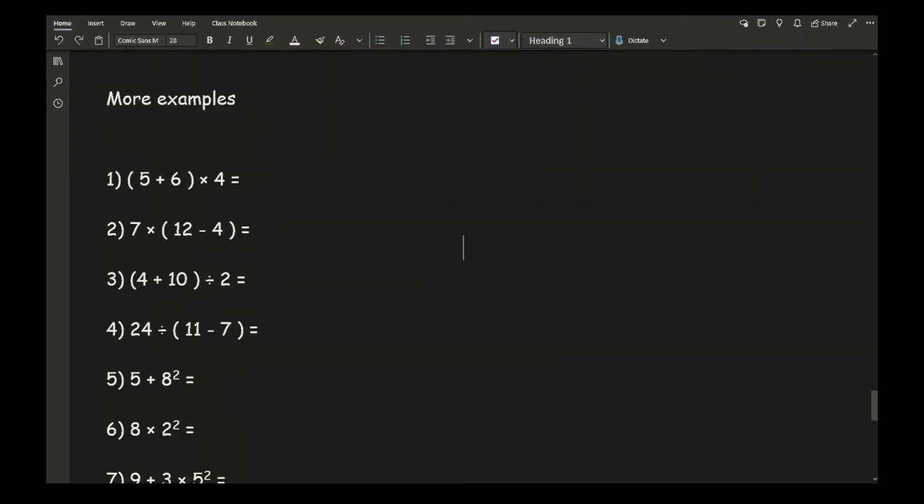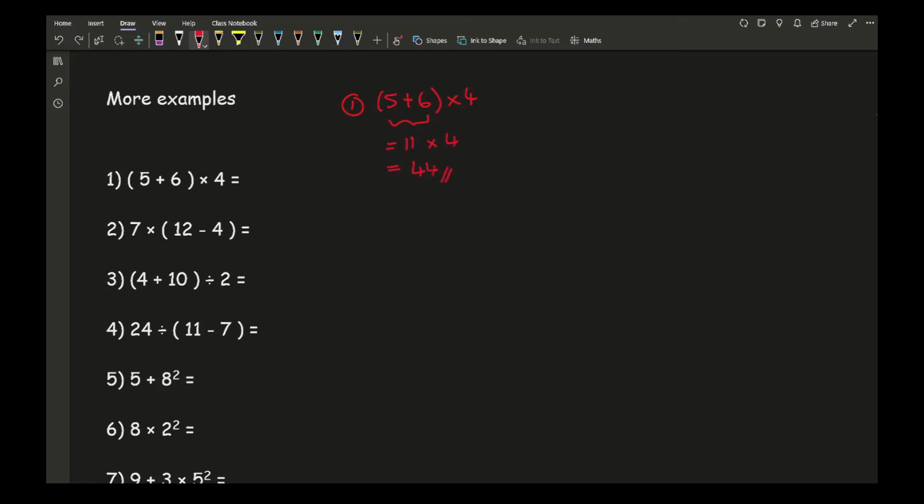So let's have a look at some more questions then. I'll try and do these in different colours, and I'll try and space them out in terms of working through them. With question 1, we've got 5 plus 6 times 4. So again, what we want to do is do the brackets first. That becomes 11. And then 11 times 4 gives us a final answer of 44. Then changing colour for number 2, we've got 7 times 12 minus 4. So again, I'm going to do the brackets first. So here I've got 8. And I've got 7 times 8, which gives me the final answer of 56.